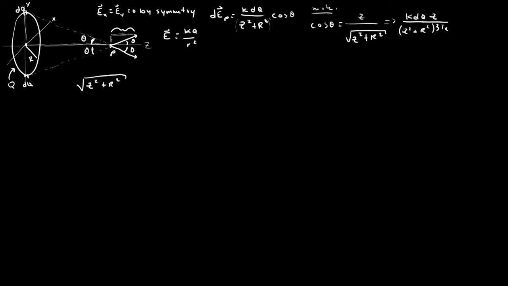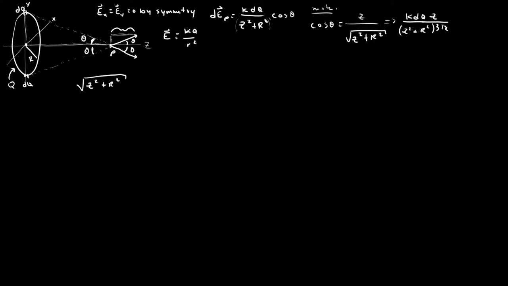Now this is great and all, but it's not really convenient if we want to integrate this thing. In order to integrate this, it needs to be in terms of a convenient variable. The reason we're integrating in the first place is because we're trying to add up all of these tiny pieces of the ring together. To do that, we need an integration variable like theta, but this is with respect to dq. That would be integrating with respect to charge, which doesn't make any sense. So we need to find a relationship between dq and d theta.